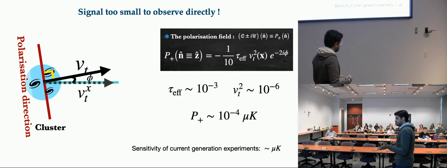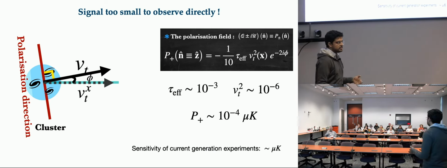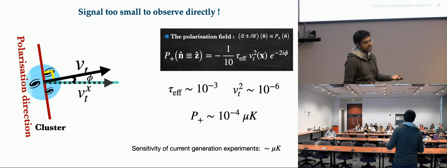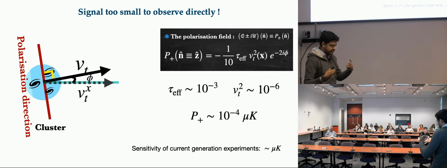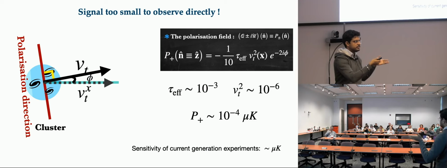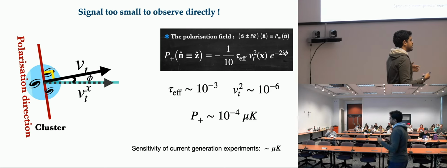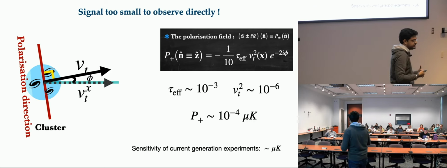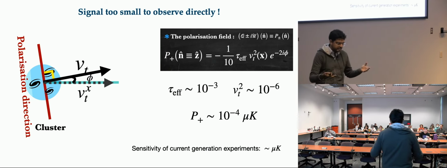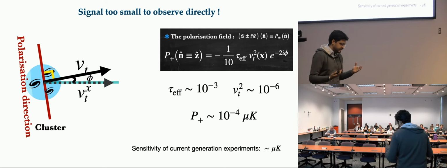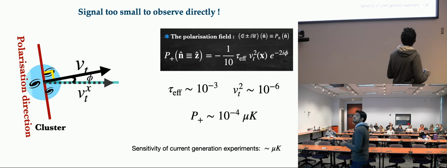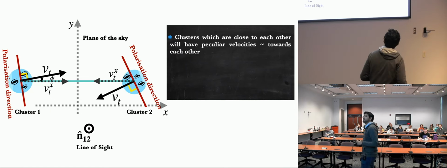And the sensitivity of current generation experiments is of the order of microkelvin. So naturally the question comes: how do you observe such a weak effect with the coming generation of experiments? One thing is clear, that you cannot observe this directly. You cannot just point your instrument towards a galaxy cluster and see this polarization signal. It will always be noise dominated. So what you can do is obtain the information present in this polarization signal in a statistical way. What we have developed is a theoretical framework, or estimator, which can enable us to detect this polarization signal statistically with the coming generation experiments.